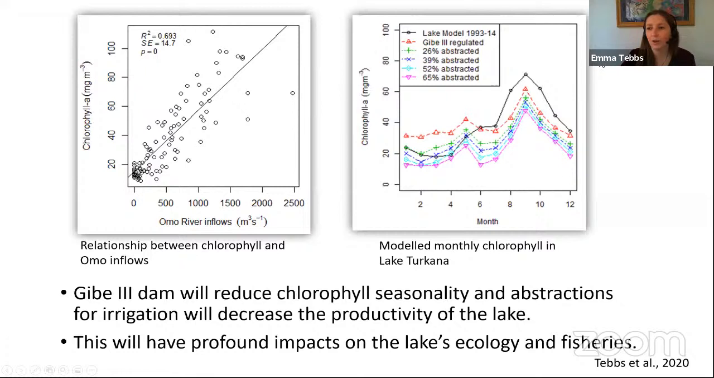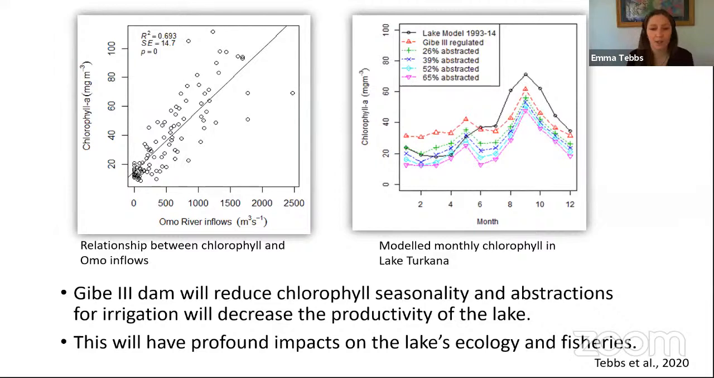Okay, so the figure on the right shows these predictions. The black line is the seasonal pattern of chlorophyll based on prior to the dam conditions, and then the red line shows the seasonal pattern after the dam. So what you can see is there's a dampening of that seasonal cycle.